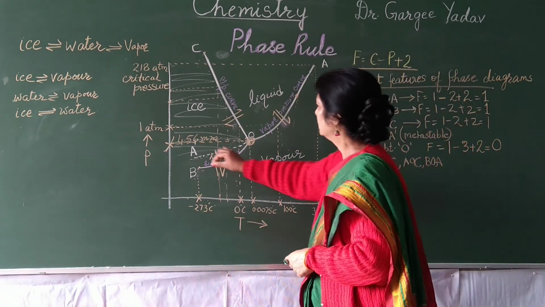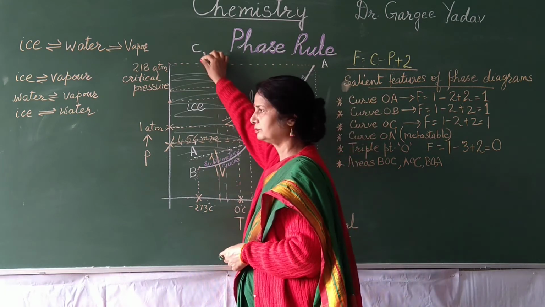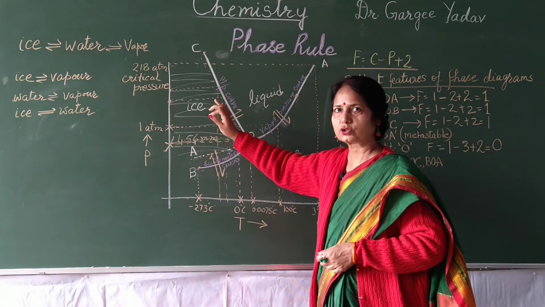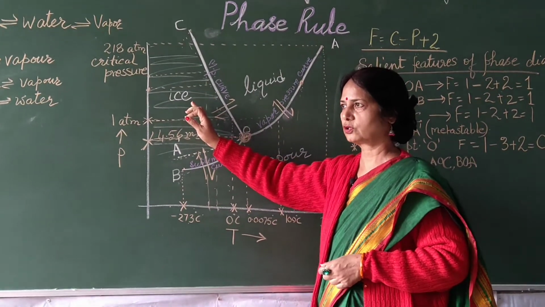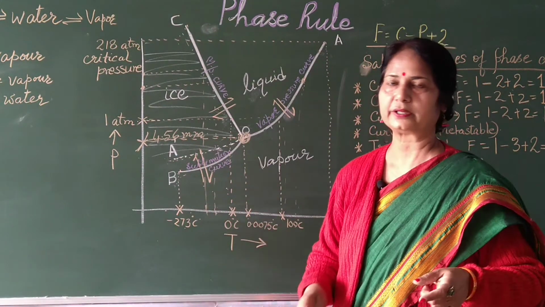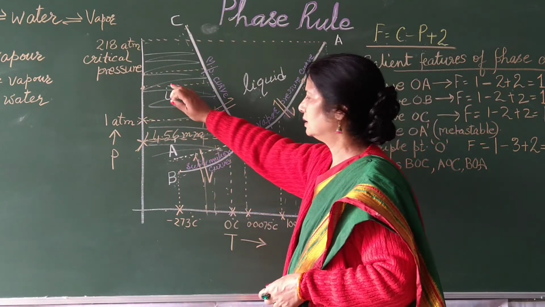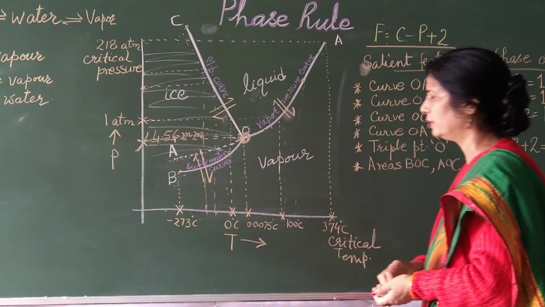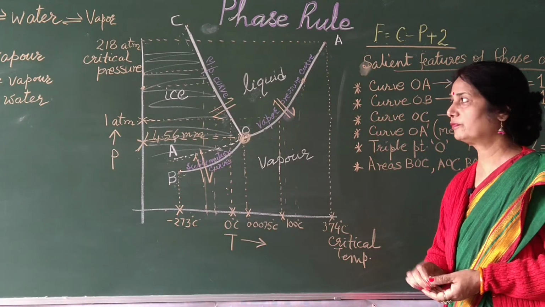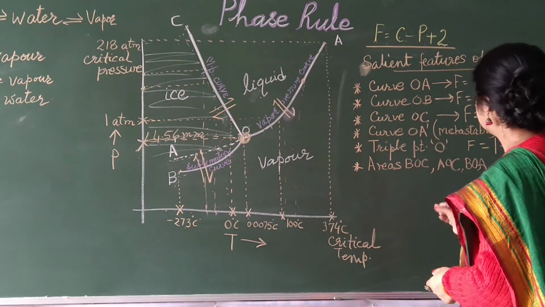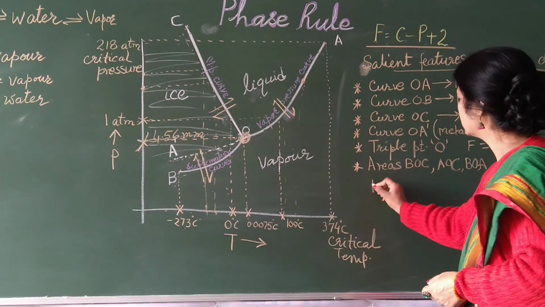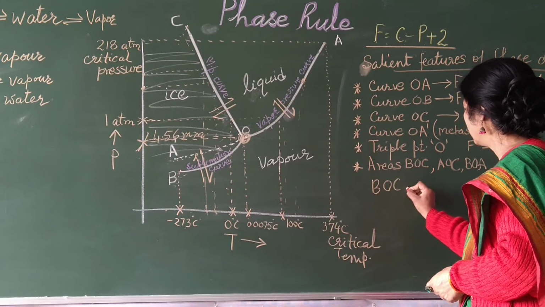Now let's come to the areas. As we have seen, this is BOC. This is the area for the solid state, that is ice in the water system. So here we have ice. Now let's calculate the degree of freedom for this area, BOC.